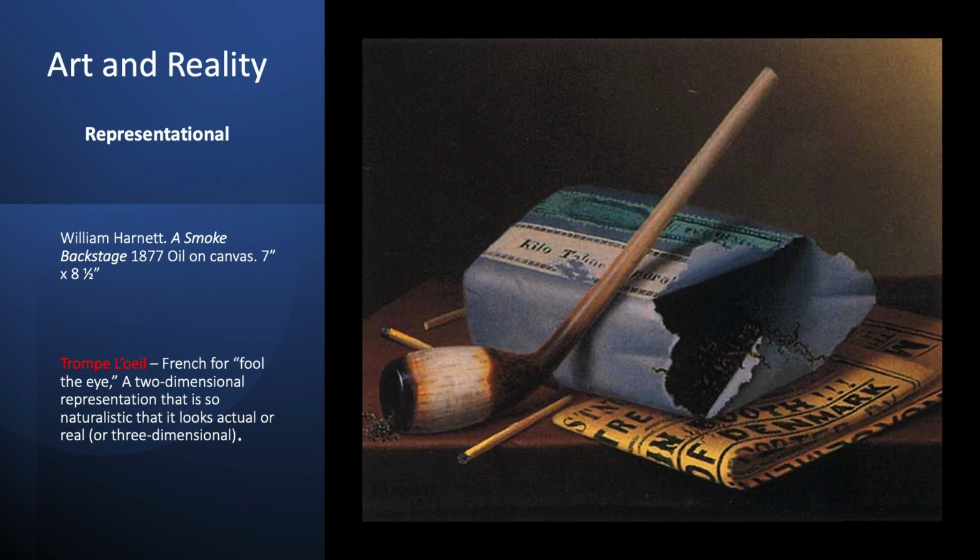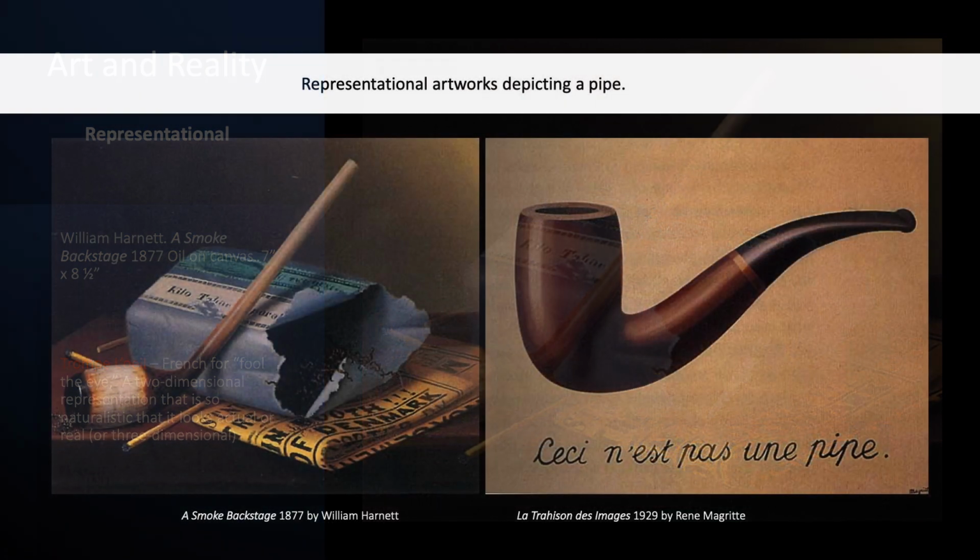First, let's take a look at some representational work. This is A Smoke Backstage by William Harnett. This, in fact, is life-size and very realistic. It's so realistic that it would be described as a trompe-l'oeil painting, which is a French term that means fool the eye. It's a two-dimensional representation that is so naturalistic that it looks actual or real or three-dimensional.